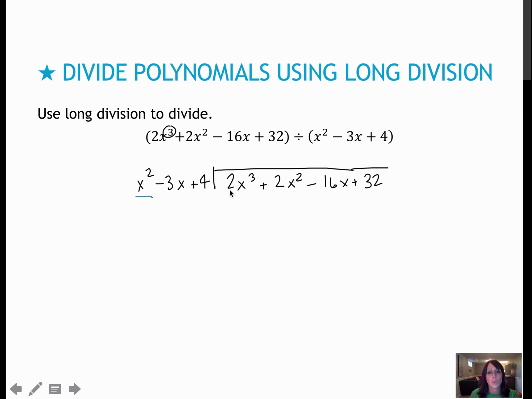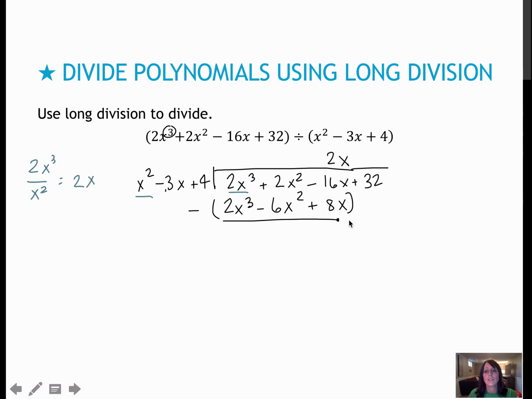I'm looking at x squared and 2x cubed. Again, if you need to do the work off to the side, if I divided that, I would get 2x. That's the value I'm going to use. I'm going to stack it on top of the other x value. 2x times x squared is 2x cubed. 2x times minus 3x is minus 6x squared. 2x times 4 is 8x. I'm subtracting all of that, which means I'm going to add the opposites.